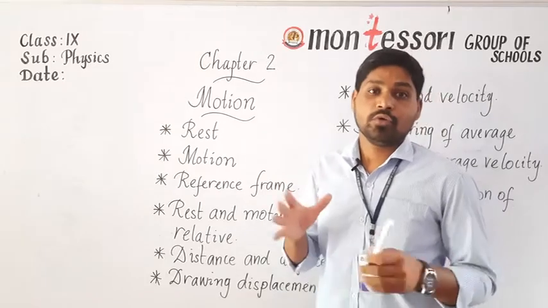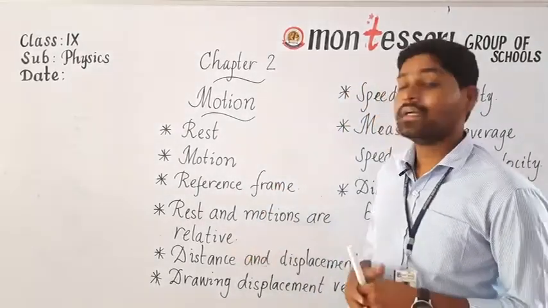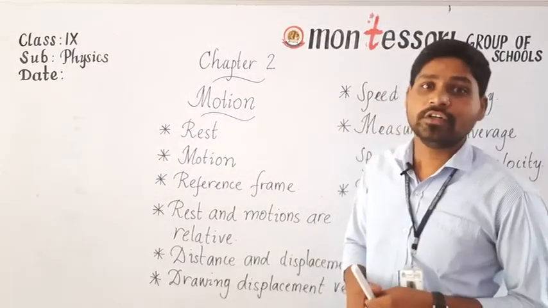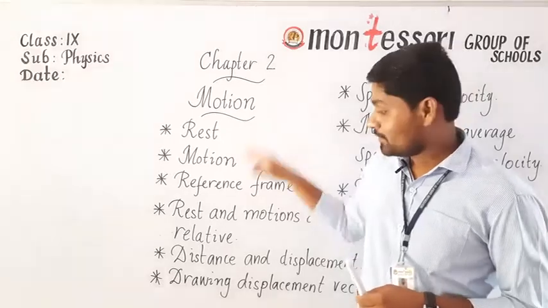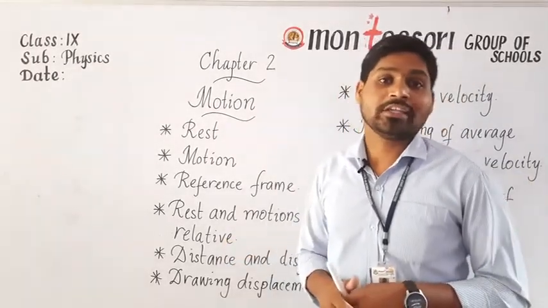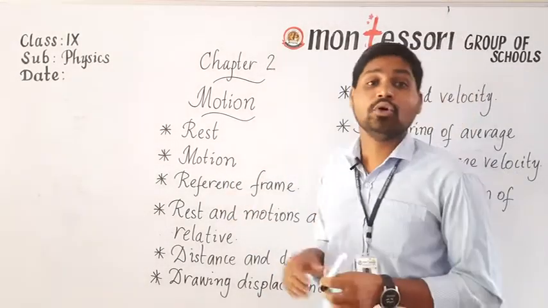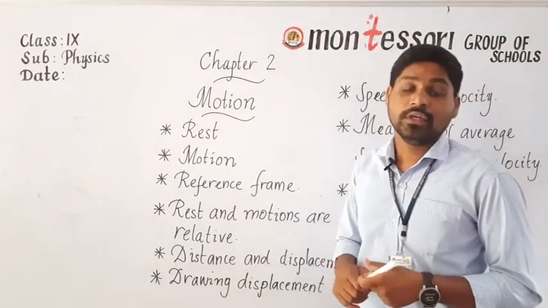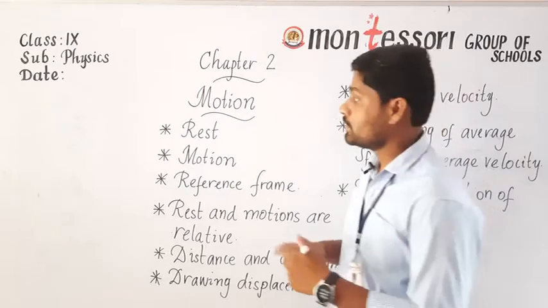Likewise, if you want to express anything, the word relative is the most important for motion. If you want to explain motion, the word relative plays an important role. In order to express motion, first of all we have to learn about relative. Here, I am going to give a few examples.